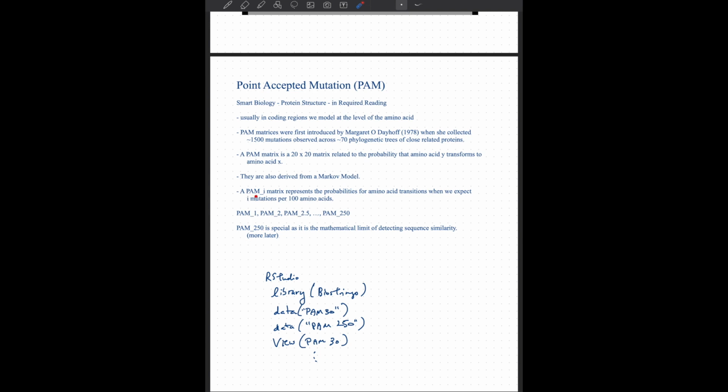So a PAM-i matrix, whether it's PAM1 or PAM2 or PAM2.5, it can be fractional, represents the probabilities for amino acid transitions when we expect i mutations per 100 amino acids. So this is the measure of evolution now. It's much like that mu parameter we saw before with nucleic acids. So the same thing. You can see it in different ways. You can think of it as, okay, over my period of time, if I have 100 amino acids, how many do I think are going to be mutated in that time?